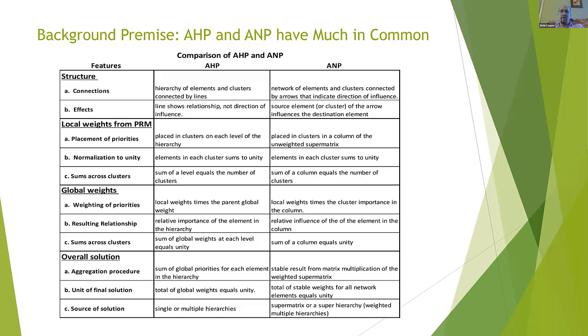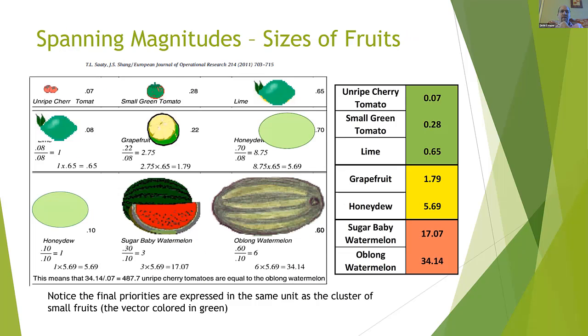So let's go ahead and start looking at our example. Again, we're going to use the fruit. This is a common example from Dr. Saaty's work. We've just come over here and essentially taken the ratios, and notice that everything here, so when he says 34.14, these are expressed in the same unit. In this example, it's a unit where this set of comparisons sums to unity.